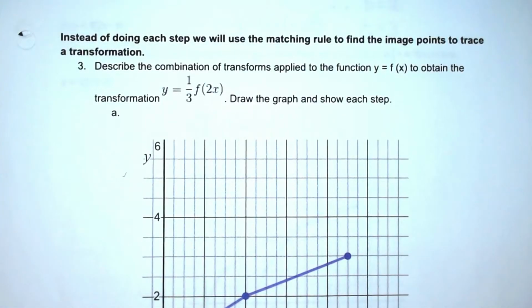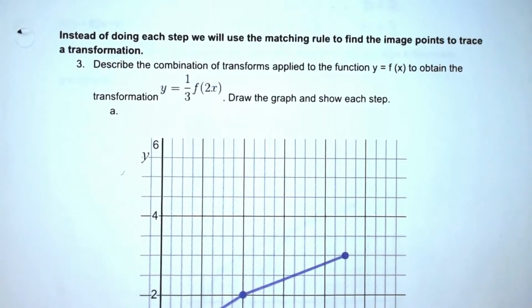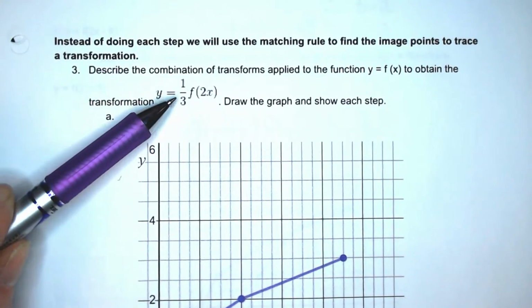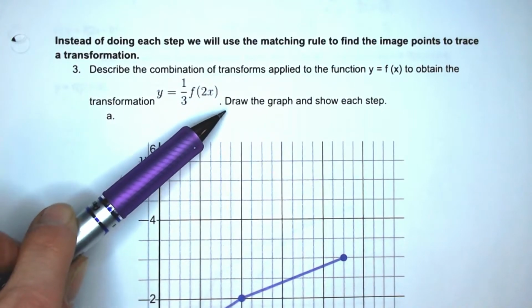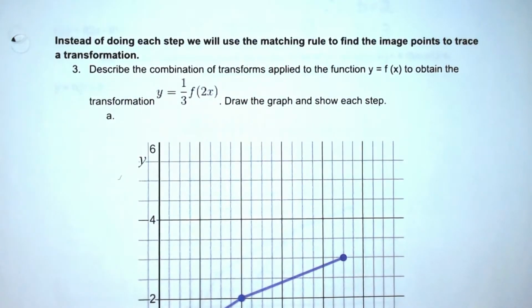So instead of doing each step, we can use the matching rule to find the image points to trace a transformation. So it says here, describe the combination of transformations applied to the function y equals f of x to obtain the transformation y equals 1/3 f 2x. Draw the graph and show each step.